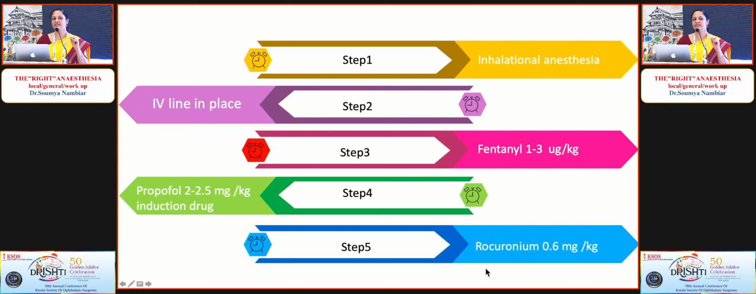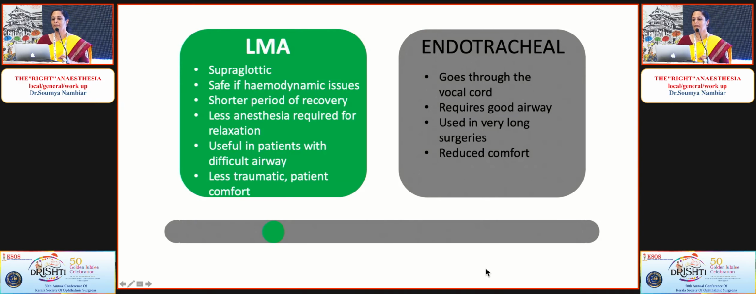In pediatric anesthesia, how it is different from adult anesthesia is, first you give an inhalational anesthesia and after that only you give an IV line, because the child is not going to cooperate for the IV line in the beginning. And this is how we maintain the anesthesia.